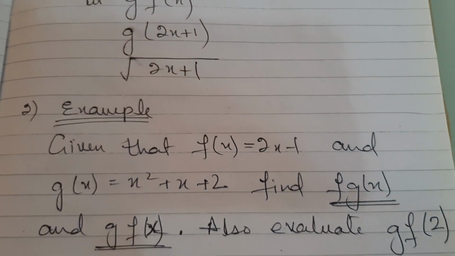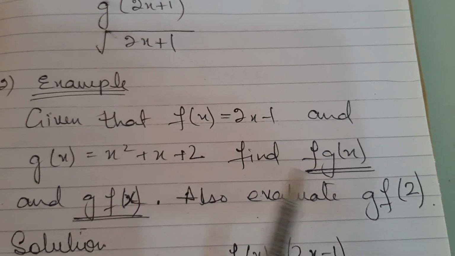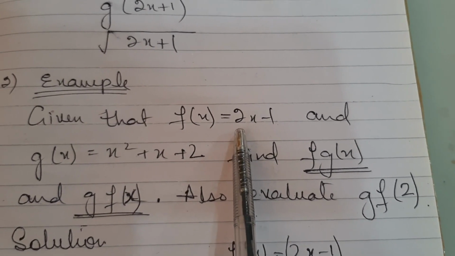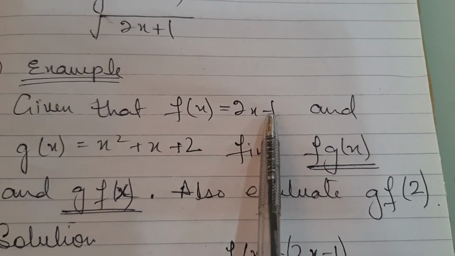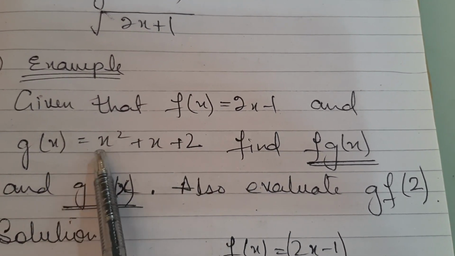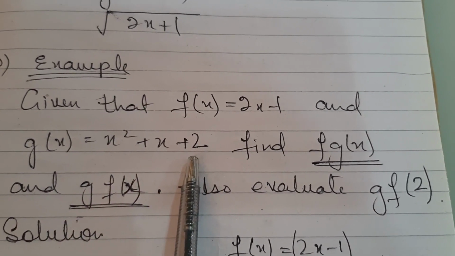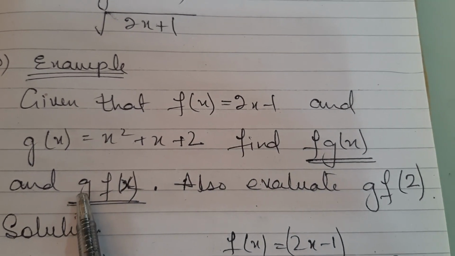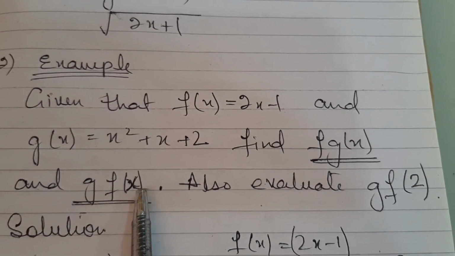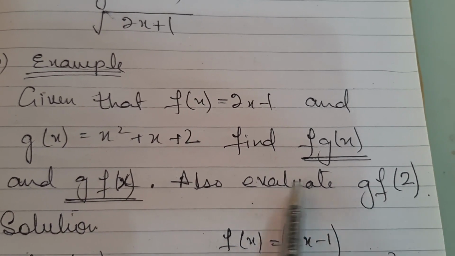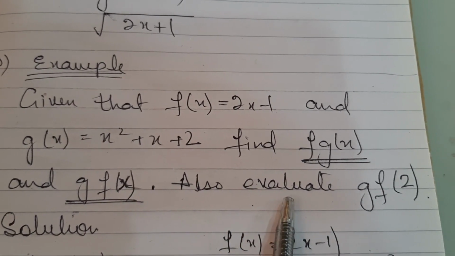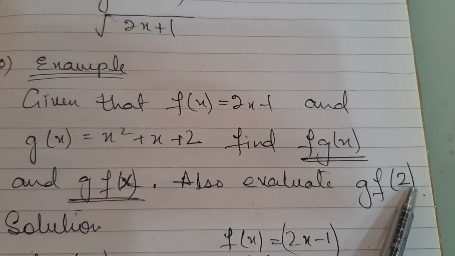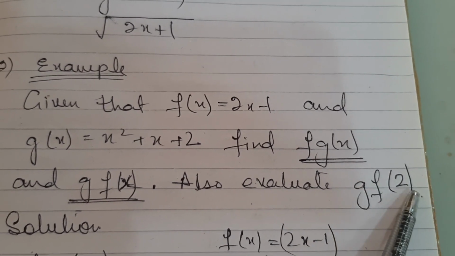Okay, so now let's talk about substituting some value in it. My function f of x is 2x minus 1 and the function g of x is x square plus x plus 2. First we will find out f of g of x and g of f of x, and after that we will evaluate. When we use the word evaluate, it means you will find the answer as a number. And we will see what this means: g of f of 2, right?